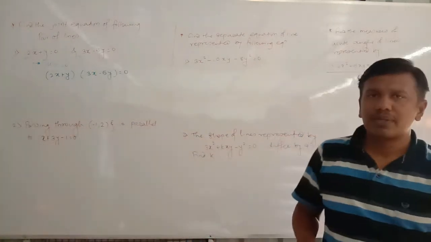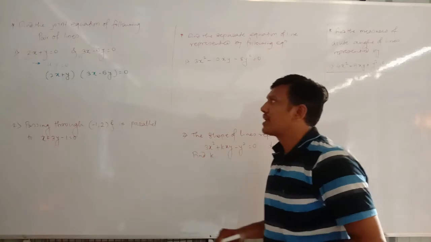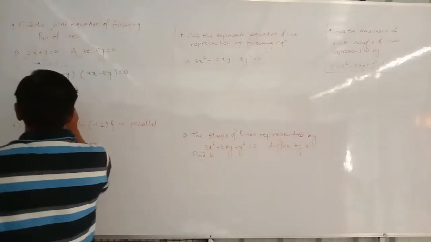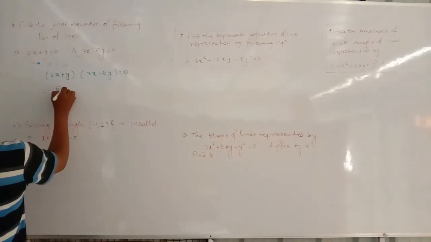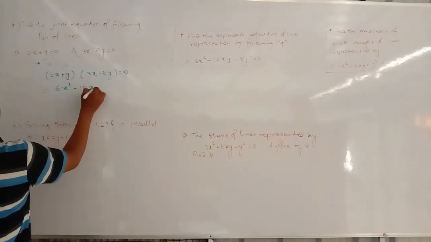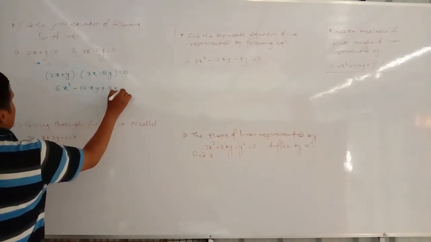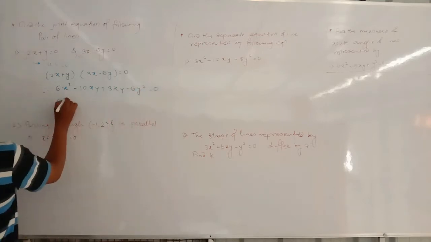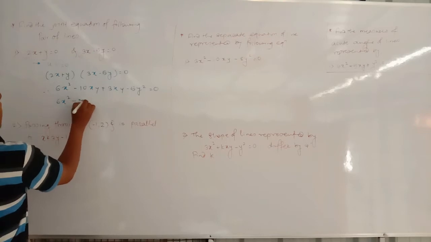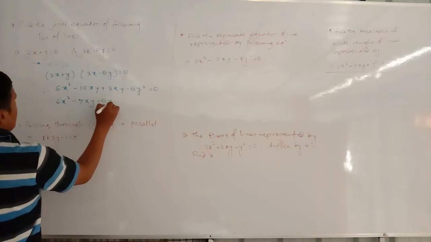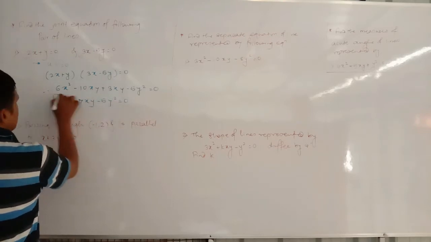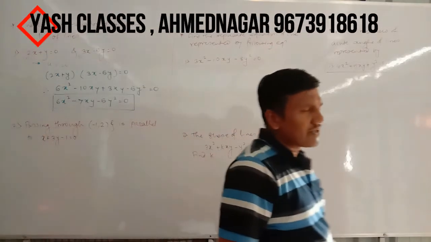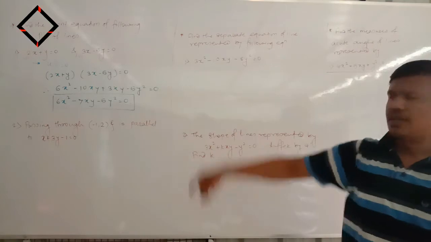Whatever form of equation we get after that is the combined or joint equation of the pair of lines for the given lines. So it is 6x square minus 10xy plus 3xy minus 5y square is equal to 0, that is 6x square minus 7xy minus 5y square is equal to 0. So this is the joint equation for the given pair of lines. Okay.